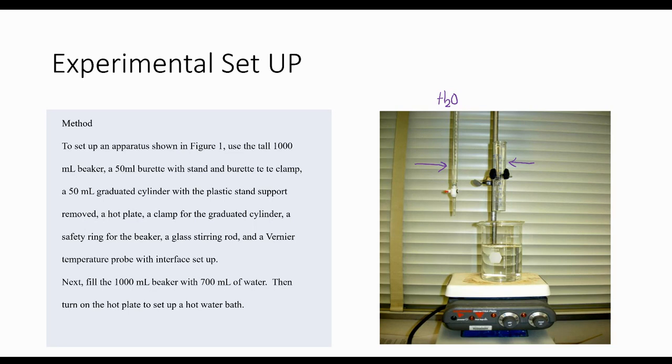Within the graduated cylinder, you're going to weigh out approximately 20 grams of potassium nitrate. Then from the burette, you'd add the water into that cylinder. And then the graduated cylinder would get dropped into the water in the giant beaker that's heated.